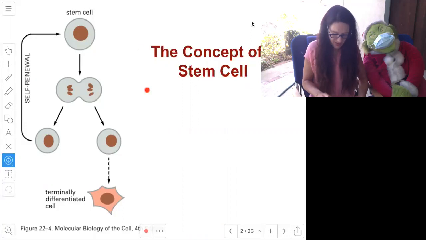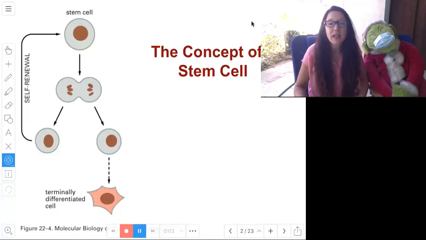Right, here we are, our stem cell concepts. Remember, stem cells are really the only guys that can do mitosis. And whether it's an adult stem cell or an embryonic stem cell, mitosis happens. One guy usually goes down to be terminally differentiated. The other guy goes back to stay undifferentiated as a stem cell. So that's just the basics.